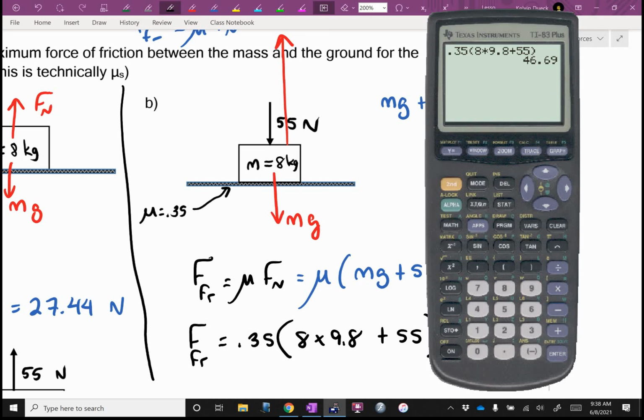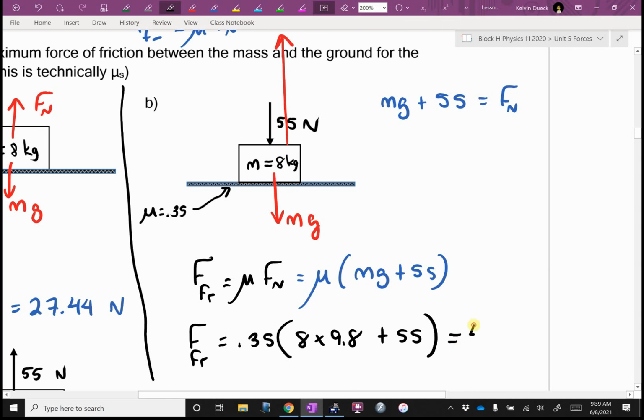Now, if I pull with 40, how big is friction? 40. If I pull with 42 newtons, how big is friction? 42 newtons. If I pull with 46.68, still not accelerating, but if I pull with 46.70, it'll start to accelerate. Yeah, that's right.